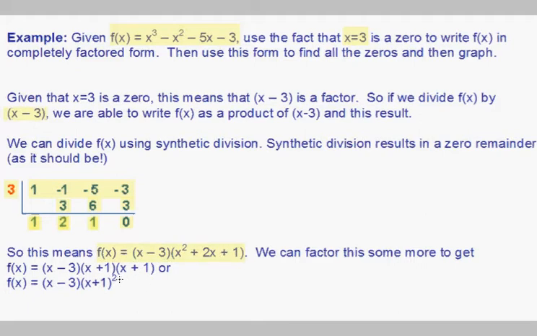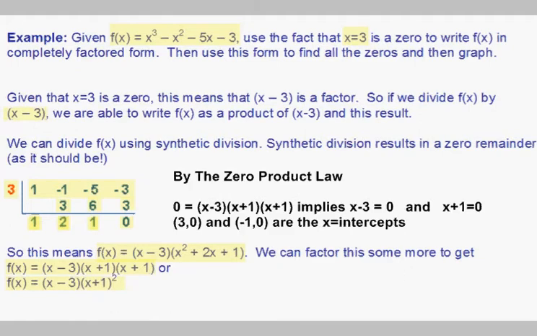We can factor x squared plus 2x plus 1 as x plus 1 times x plus 1. So we can write f of x as x minus 3 times x plus 1 times x plus 1. Or we can write it as f of x equals x minus 3 times x plus 1 quantity squared. Now we can use this form of the polynomial to help us graph this.